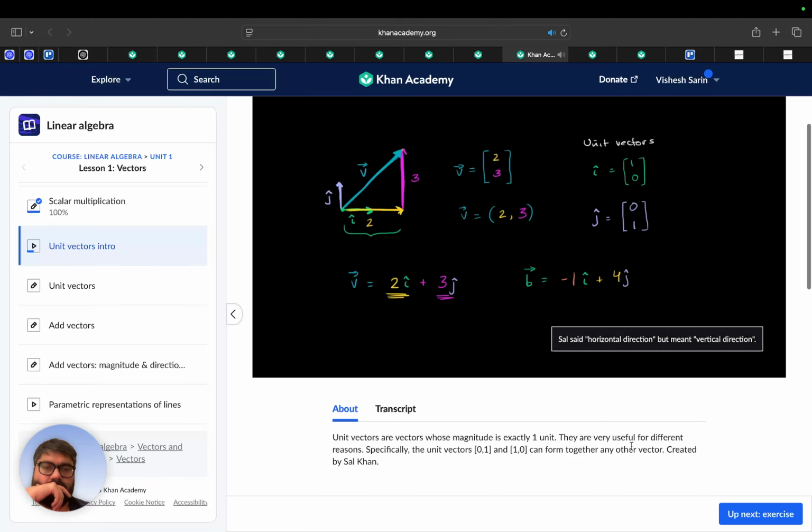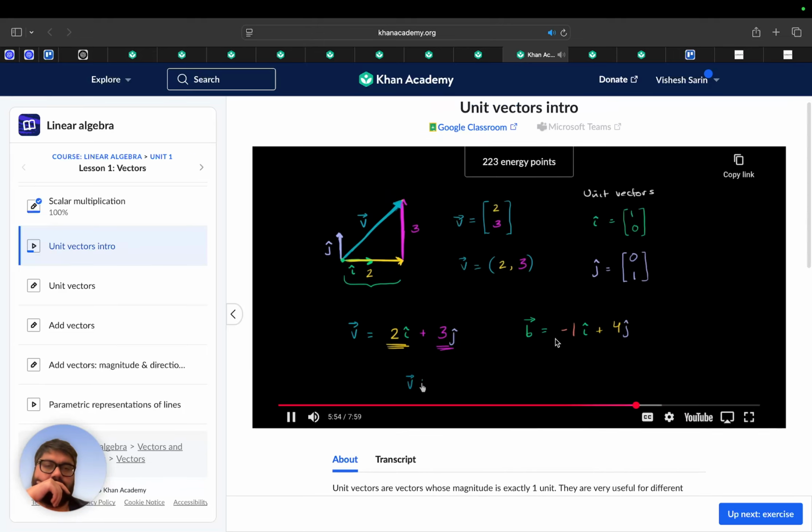So given these 2 vector definitions, what would be the vector v plus b? So let's think about what we're doing: 2 plus negative 1, adding the corresponding components of the vector, and then 3 plus 4 times j. We could represent it like this.